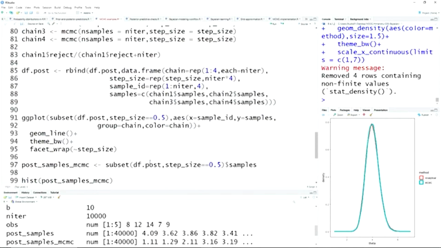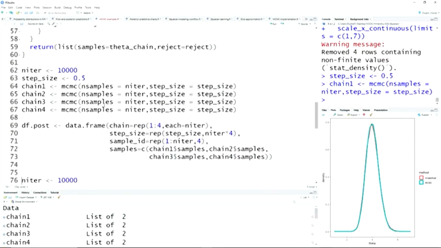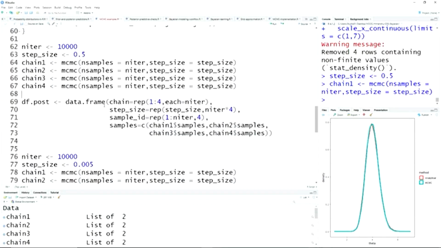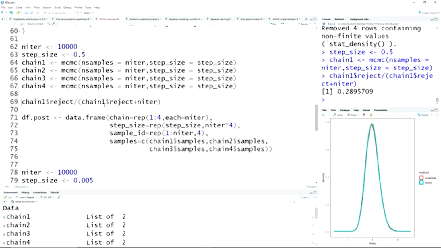Let us check the rejection rate. So how much is the rejection rate with step size 0.5? So rejection rate is chain 1 reject divided by chain 1 reject plus n iter. So rejection rate is 28%. So it's good. Okay, so we are doing good.